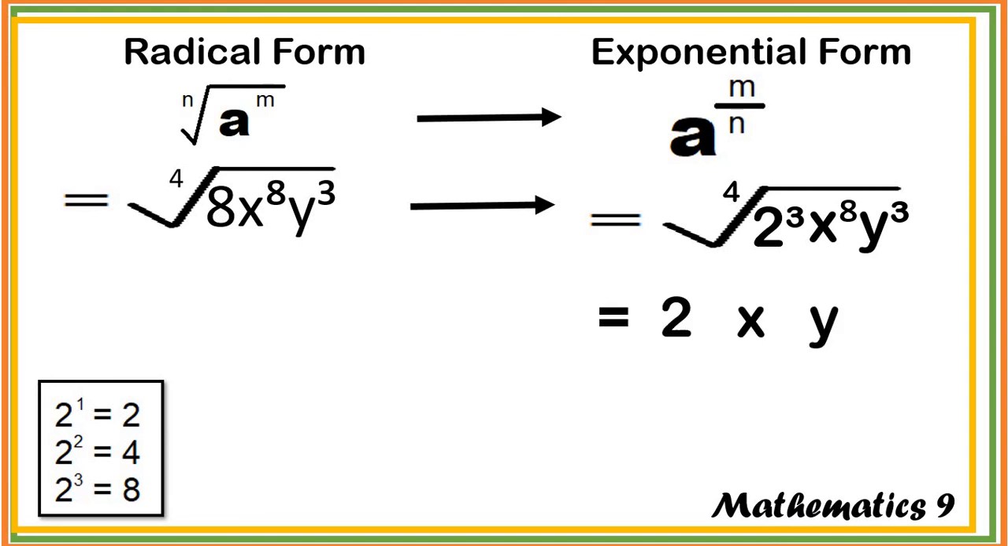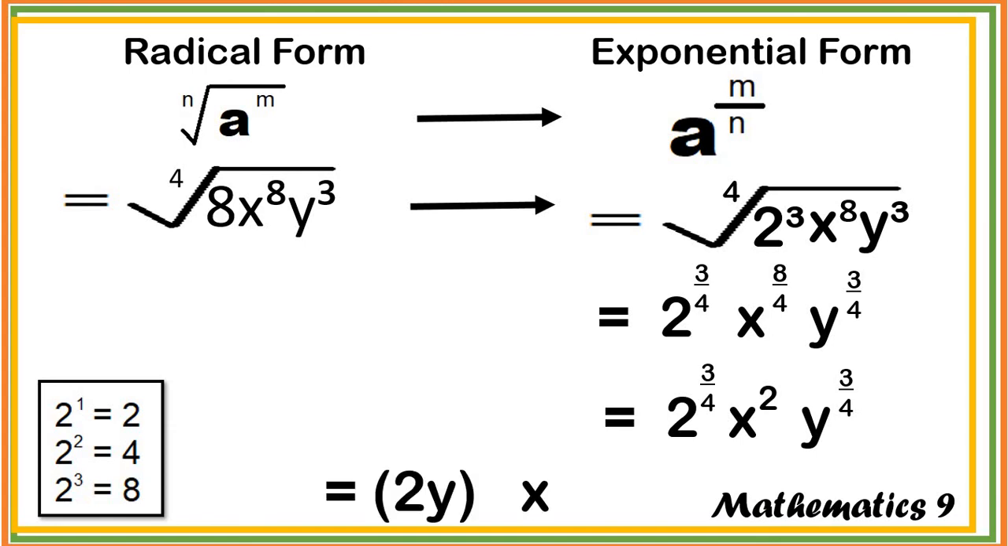So we will now transform it into exponential form. We have 3 over 4 for 2. In x, we have 8 over 4, and y, 3 over 4. So we will now simplify 8 over 4, which is 2. Since the exponent of 2 and y is the same, you can simply write the quantity 2y raised to 3 over 4 and x raised to 2, or x squared. So this is the final answer.